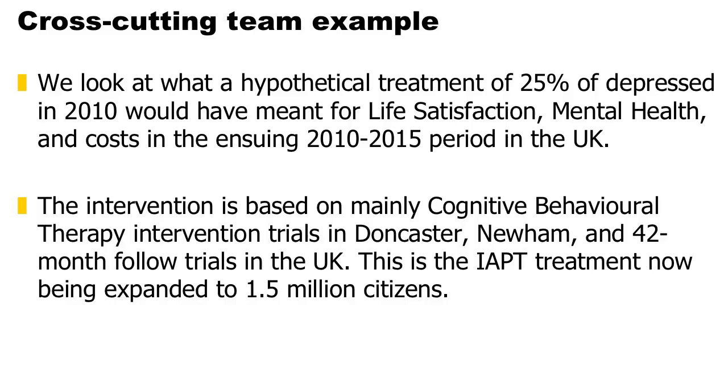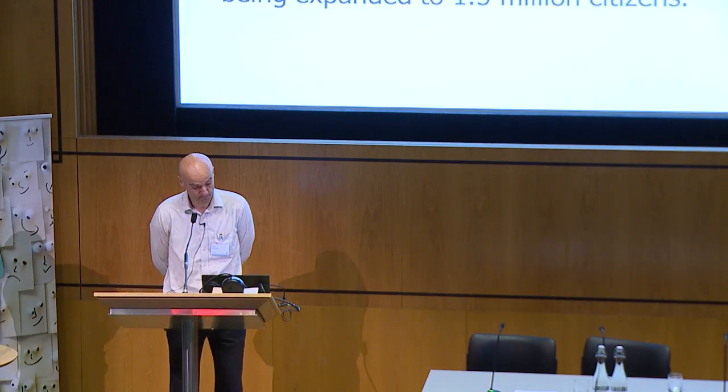Now, then the cross-cutting team example. This is what we did at the center: we looked at a hypothetical intervention as well in the UK, but one that is very close to what has actually happened in the last 6 to 7 years. And so that allowed us to compare what was predicted to happen over the last 5 to 6 years with what actually happened. So we looked at what a hypothetical treatment of 25% of depressed individuals in 2010 would mean, and roughly speaking, in 2010, 16% of the UK population was depressed.